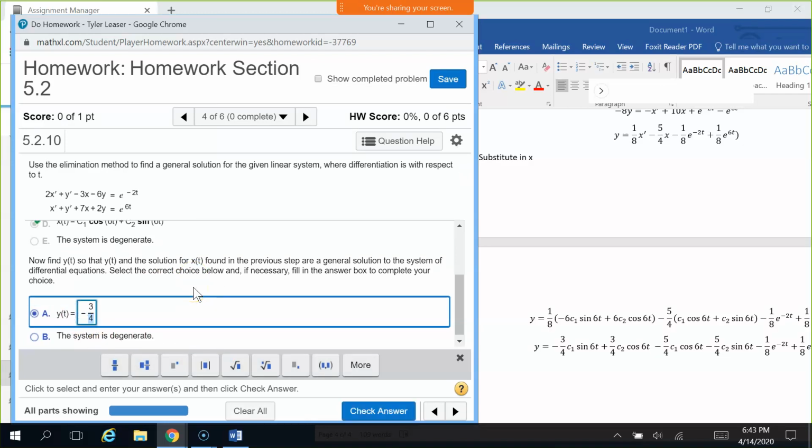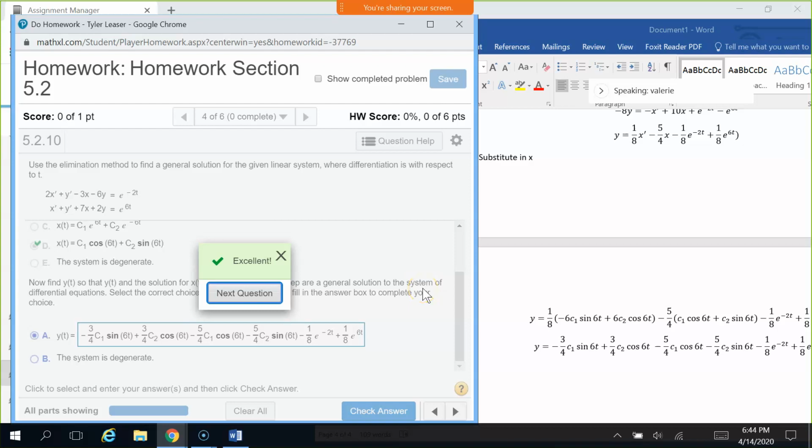So negative 3/4 C1 sine of 16, plus 3/4 C2 cosine of 16, minus 5/4 C1 cosine 16. Whew, it worked. Okay.